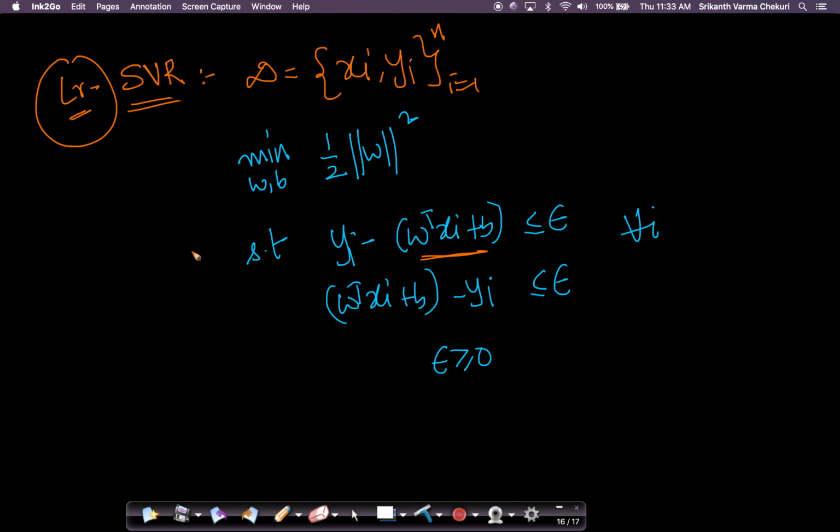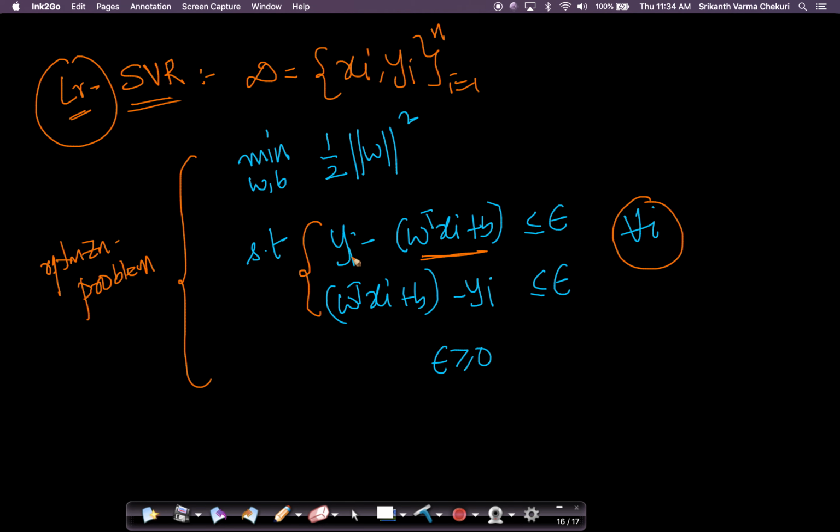So the question here is as follows. This is the optimization problem that I'm trying to solve. The question here is interesting. For all data points i, we need these constraints to be satisfied. The question the student has is, how can both these constraints be satisfied?